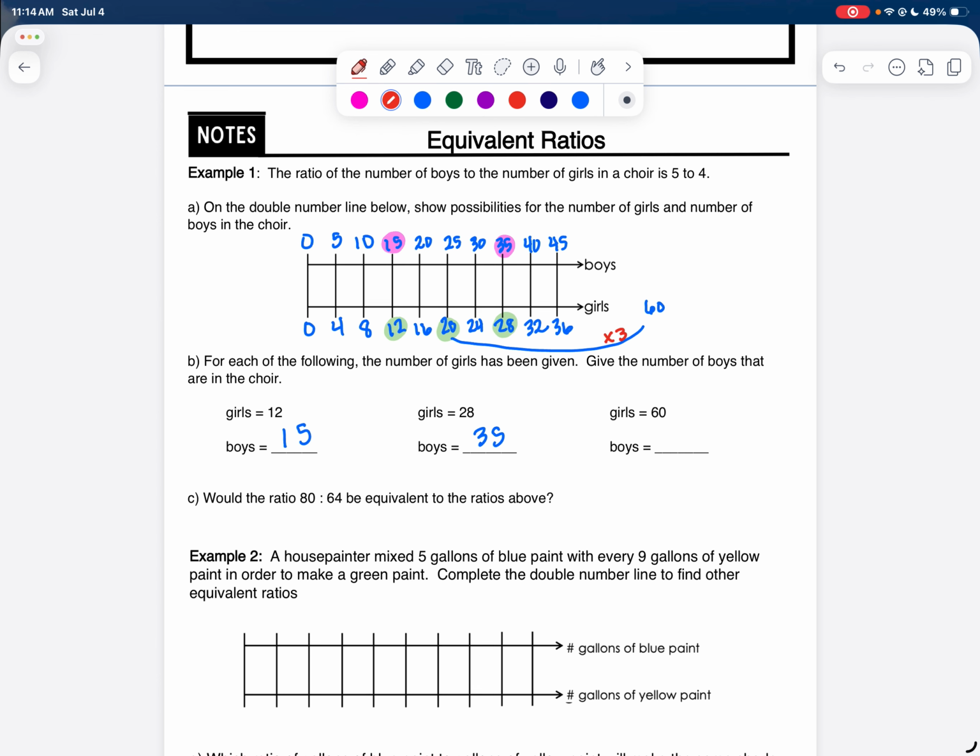So now I've got another entry, another equivalent ratio. Now, if I did that to the 20, I'm going to have to do the same thing to 25. I'm also going to scale this 25 up, and 25 times 3 is 75. So now I know when there's 60 girls, there are 75 boys. So 75 to 60 is an equivalent ratio.